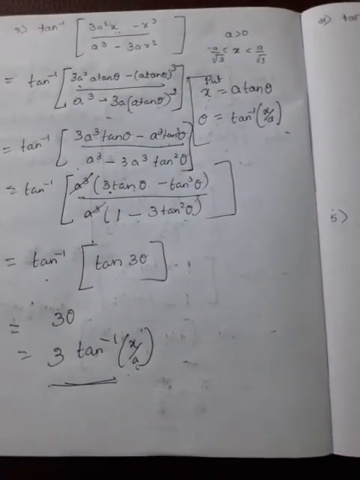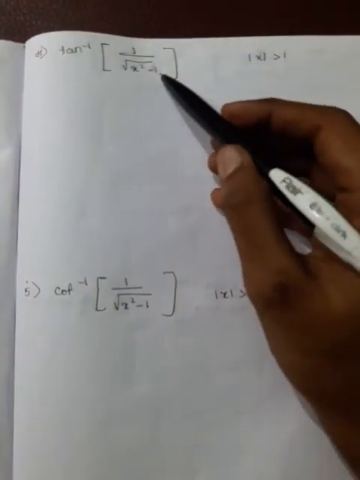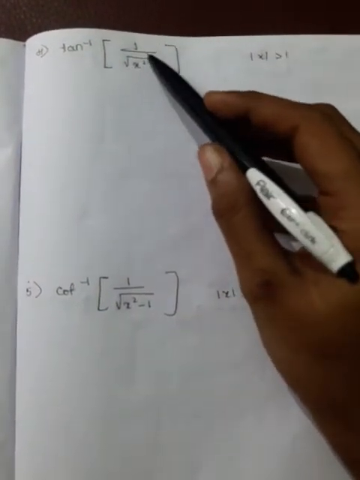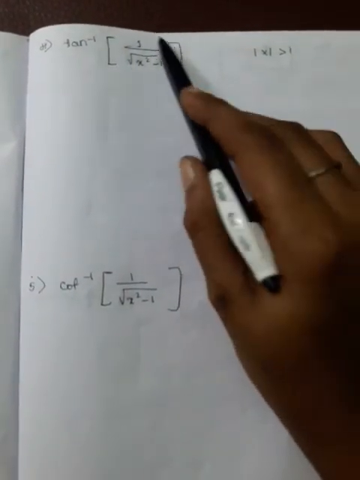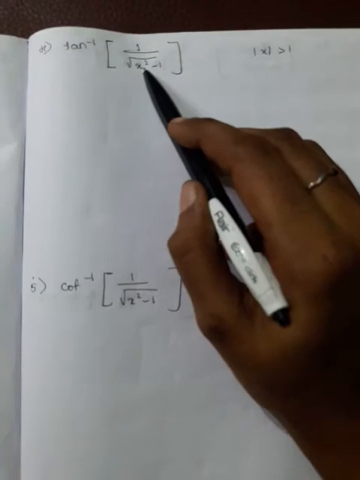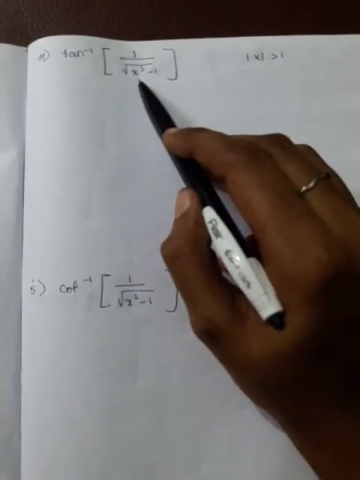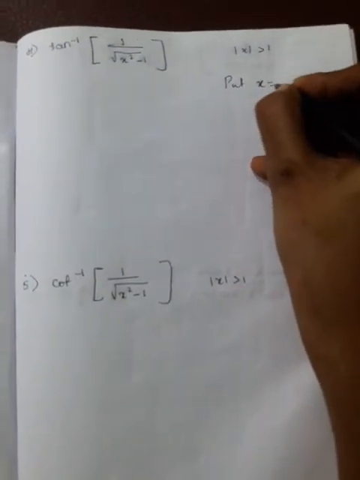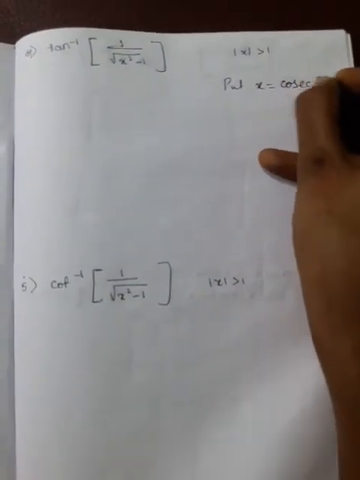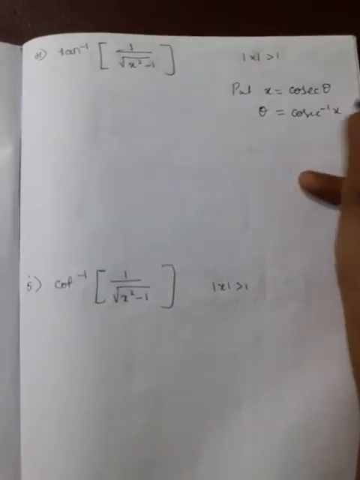The next problem is tan inverse of 1 by square root of x square minus 1. Here x square is in the denominator. You have to convert this whole thing into tan. Therefore, put x equal to cosecant theta. That implies theta is equal to cosecant inverse of x.